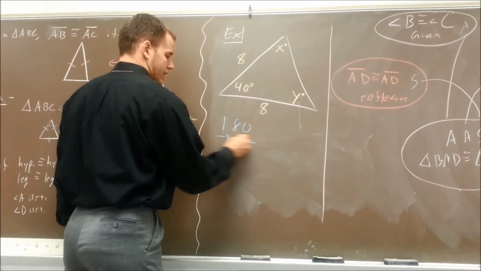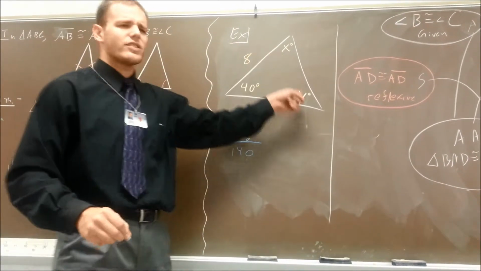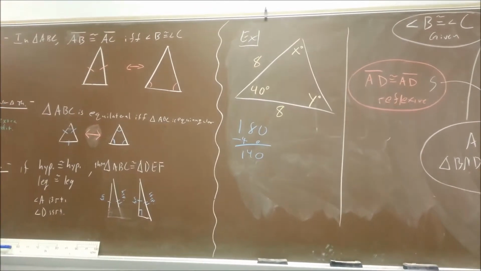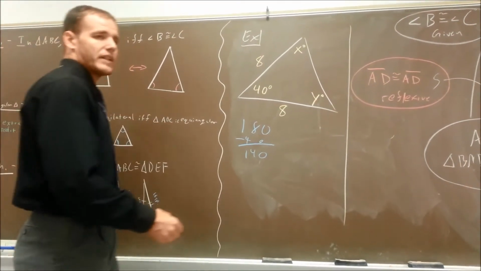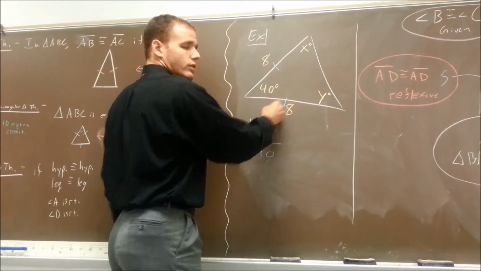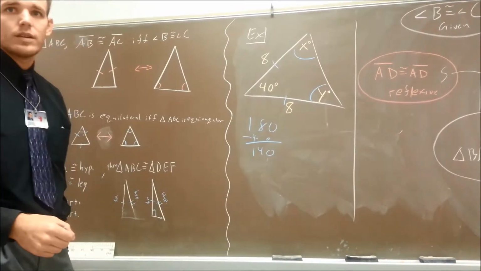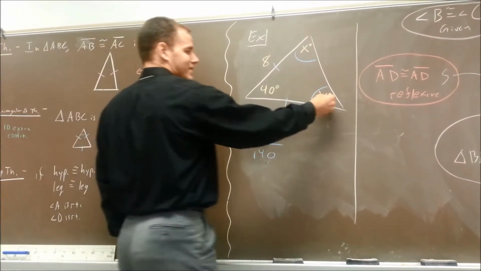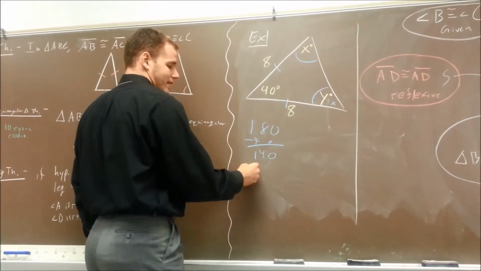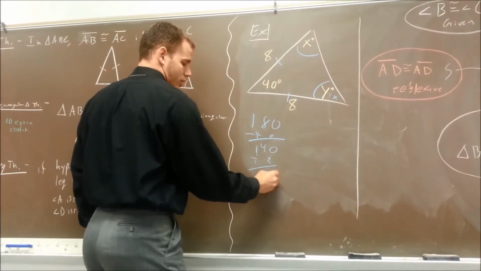180 minus 40 gives me 140. So you're saying that each of these angles is 140? No. What are you saying? Then you divide that by 2. Well, why are we dividing that by 2? Because X is congruent to Y. Oh, these sides are congruent, which means these angles are congruent, aren't they? Which means Y is the same thing as X. So we're just going to divide this by 2 and say each one is 70.